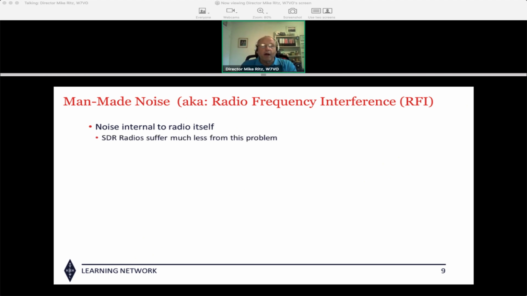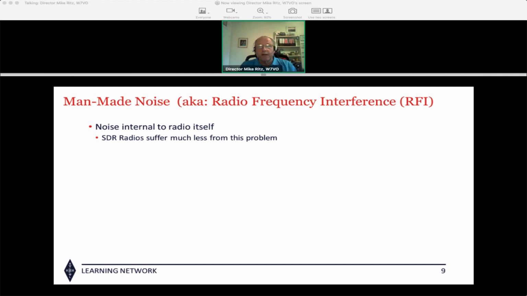And keep in mind that modern SDR radios, because they don't have preamplifiers, they don't have mixers, they don't have a lot of electronics in them before they take care of the signal, they run the signal into an A to D converter, and then they process it and spit it back out in a D to A converter. They suffer much less from noise problems.